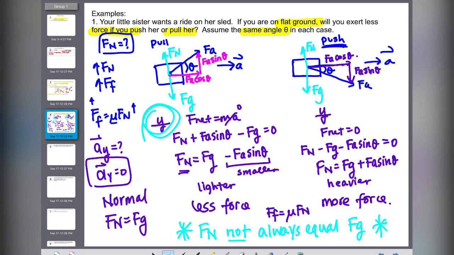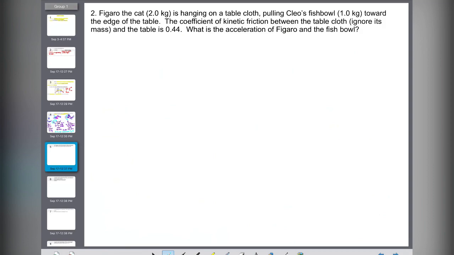So keep that in mind. That means it's important that you still go ahead and solve the y components, so that it will help you figure out what the Ff is. Okay, Figaro. All right, read the question.